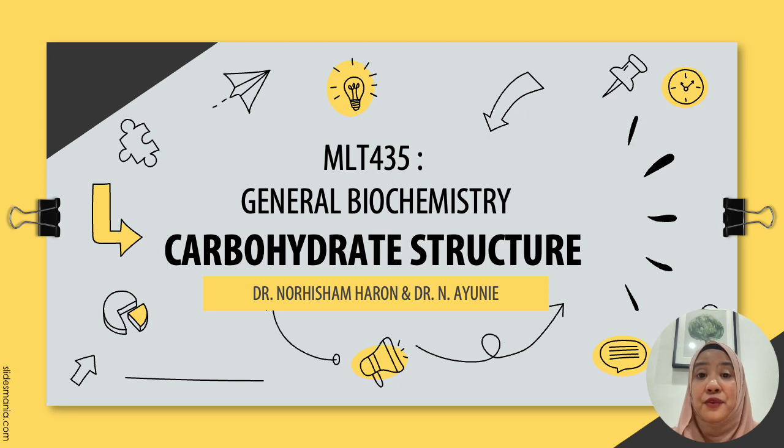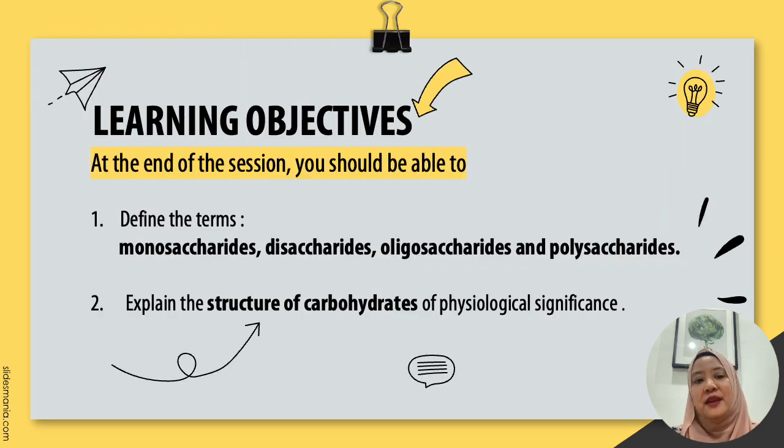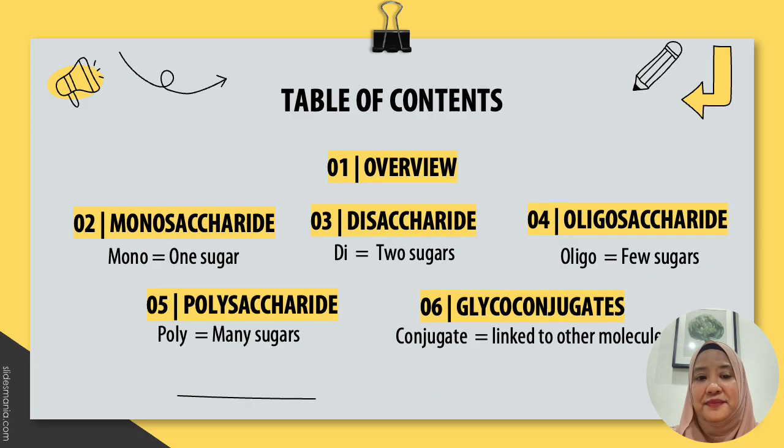Welcome to MLT 435 General Biochemistry. And today's lecture is carbohydrate structure. So these are the following learning objectives. At the end of the session, it is hoped that you'll be able to do the following. The first is to define the following terms, which is monosaccharides, disaccharides, oligosaccharides, and polysaccharides. And secondly, after defining the terms, it is hoped that you'll be able to explain the structures of the carbohydrates.